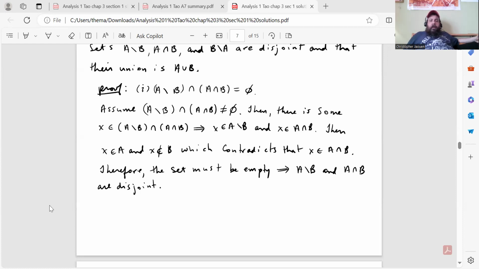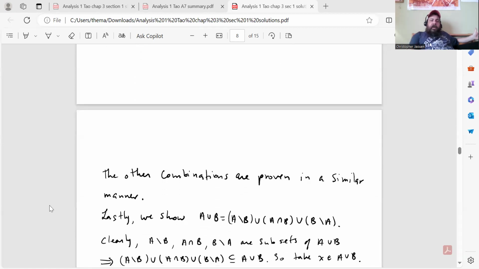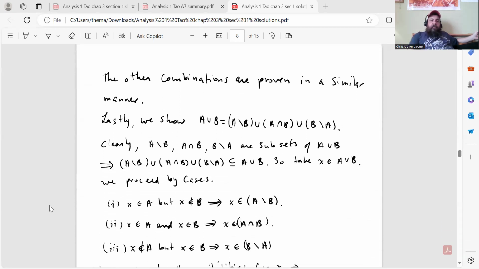And so that shows that A minus B and A intersect B are disjoint, just by the definition of disjoint sets. And I skipped the other ones because they're done in a similar way, just to skip the tedium of doing it over and over again. The other combinations are proven in a similar manner. All right, so lastly, we show that A union B equals the union of those three disjoint sets.